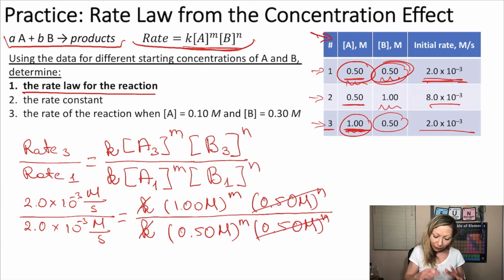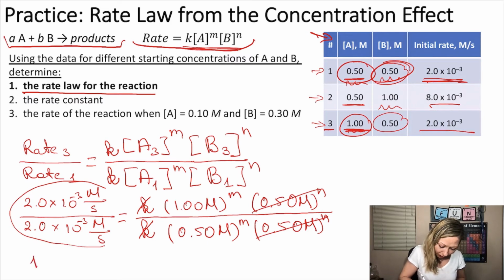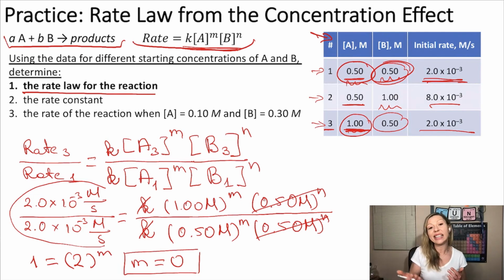So from here, if I solve this, I'm going to get 2.0 times 10 to the negative third divided by 2.0 times 10 to the negative third. So this part right here is going to equal 1, and that equals 1 divided by 0.5 on the exponent of m, right? So that is going to be 2 on the exponent of m. Now, this expression can be true only if m equals 0. So now I figured out that in this reaction, the order in reactant A is going to be 0. I hope this makes sense.